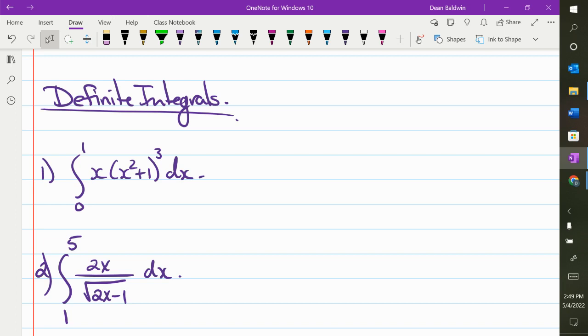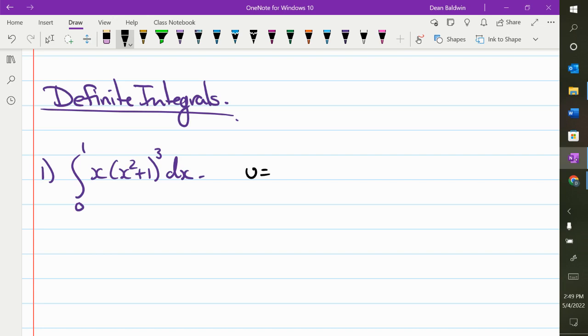Actually, I'm going to erase the one below it because we're going to use some room. First thing is you've got to figure out the antiderivative before you do anything. So what is u going to be? X squared plus 1. And then we do the derivative. What's the derivative of x squared plus 1? And then you isolate dx.